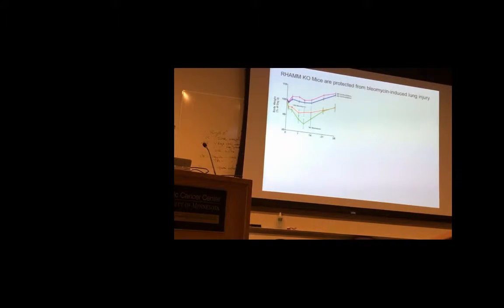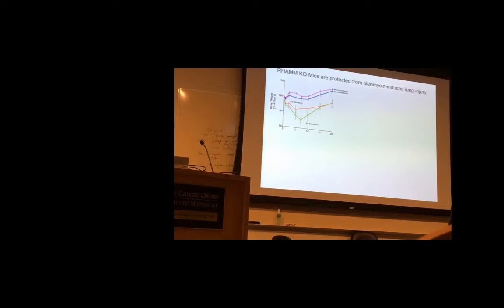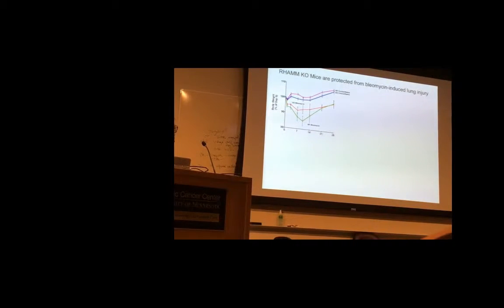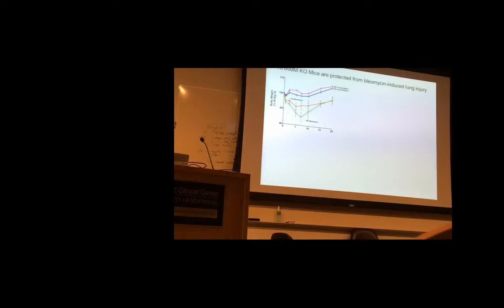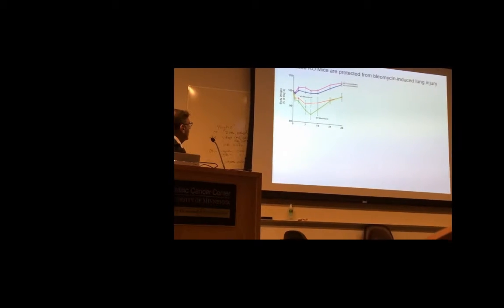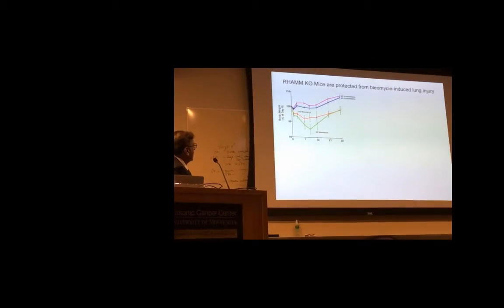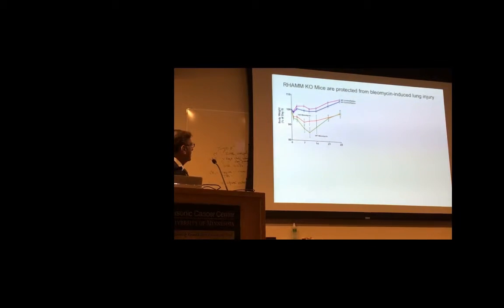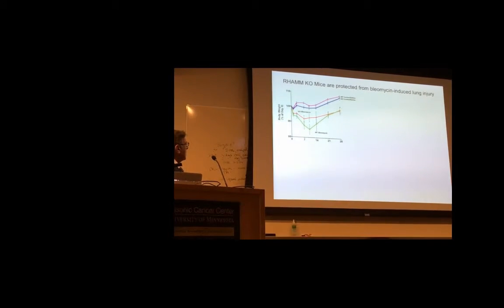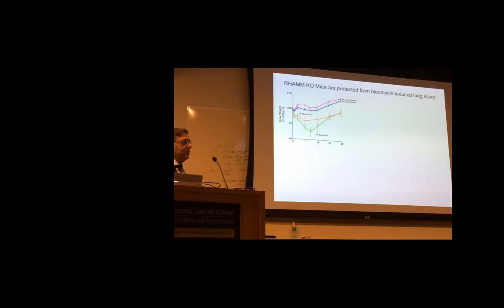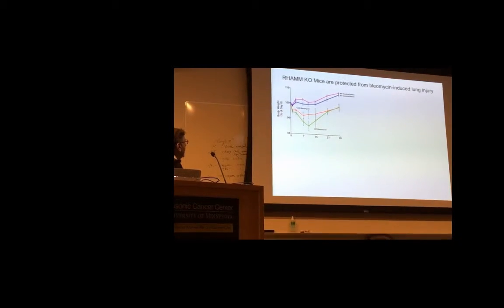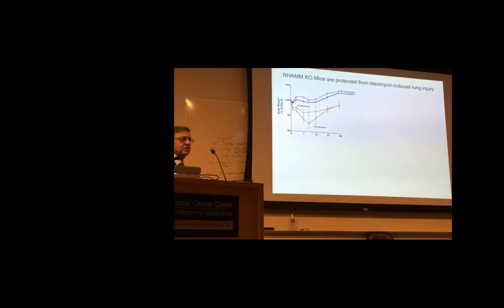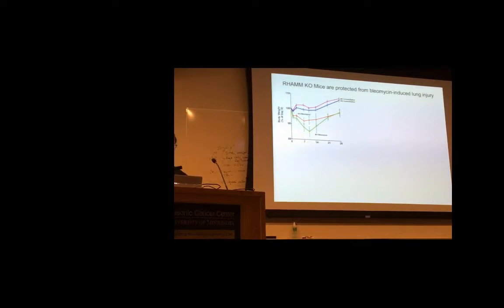So we measured the body weight percent of day 0 at the start. Wild type and knockout mice given either nothing or saline had increases in body weight, as you would expect. The wild type animals that got bleomycin intratracheally lost 15% of their body weight by days between 7 and 10, and then gradually increased their body weight as the respiratory distress got better. And the RHAMM knockout mice were protected, so they didn't lose as much weight as the wild type animals.